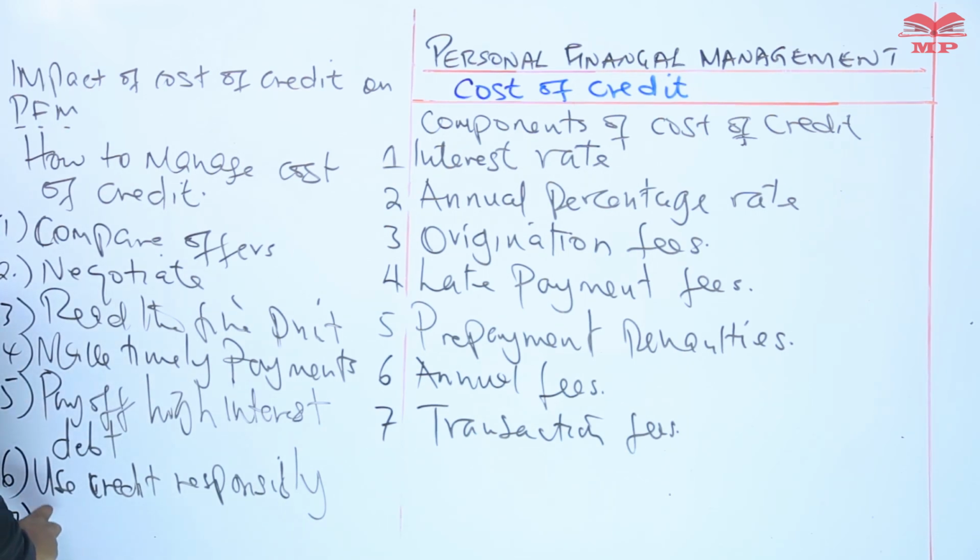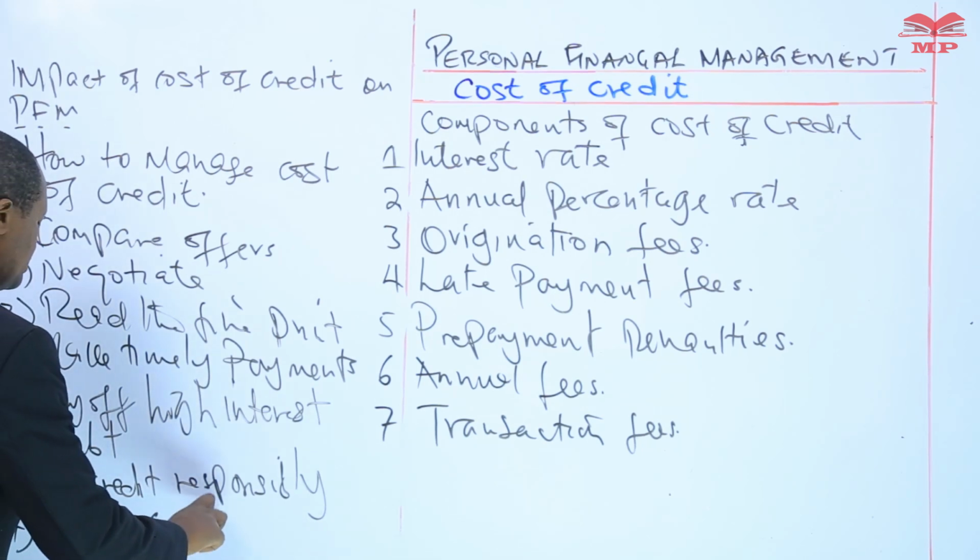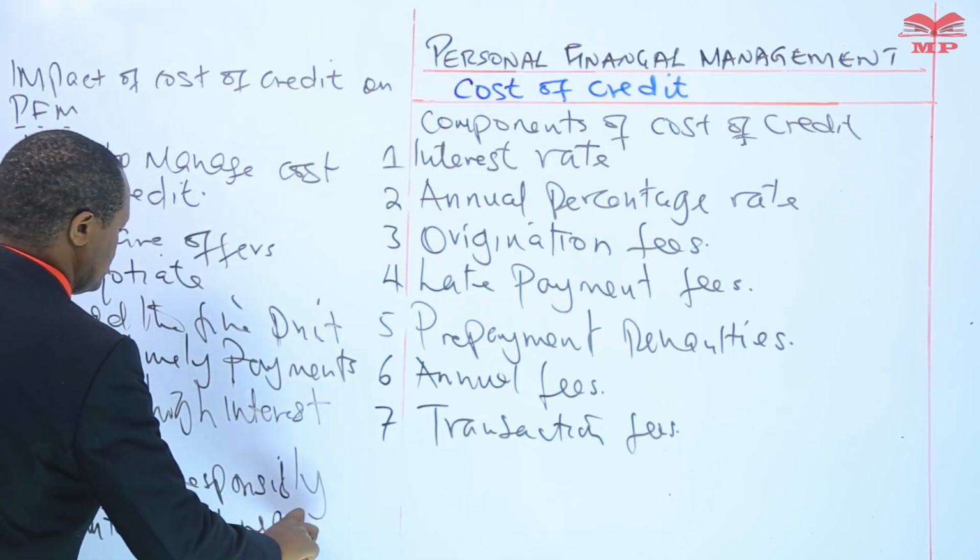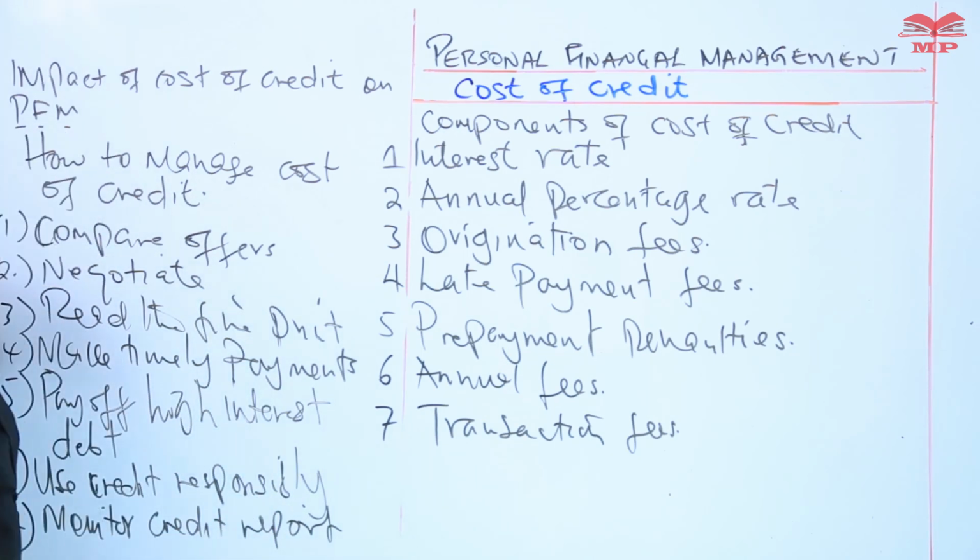7. It is also important to monitor your credit report. Regularly review your credit report for any errors and take necessary steps to correct them. You understand? It's possible for the financial institutions to also make errors. That's how to manage cost of credit.